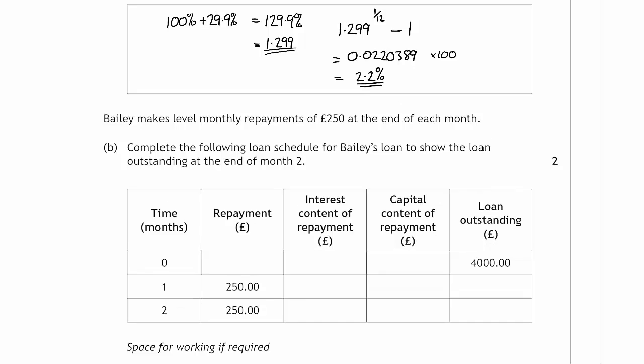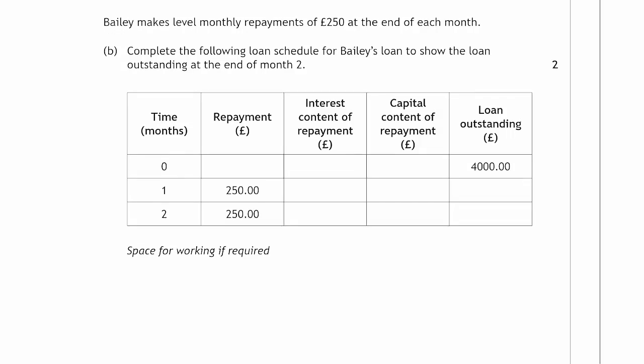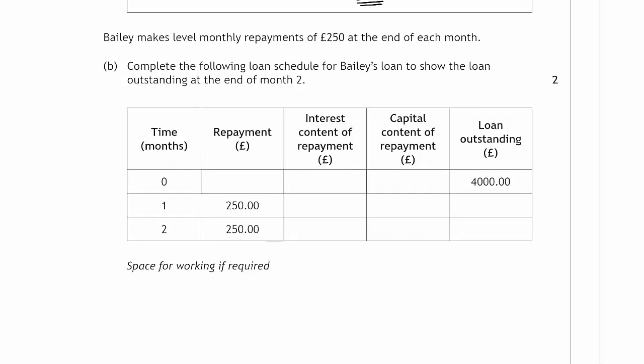So this is a loan schedule. You've done a lot of them with spreadsheets, but sometimes I ask you just to work out for a couple of months by hand. Now, we're going to work out the first month. We'll look at the interest content of repayment and the capital content as well. Okay, and then we'll have a wee look to see what the loan outstanding is, and then we just repeat the same process. Okay, and again, just remember how you worked it out in the spreadsheet.